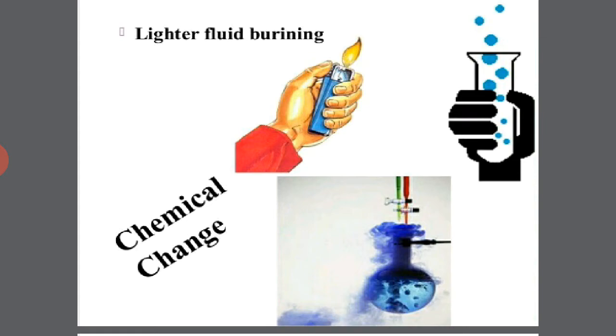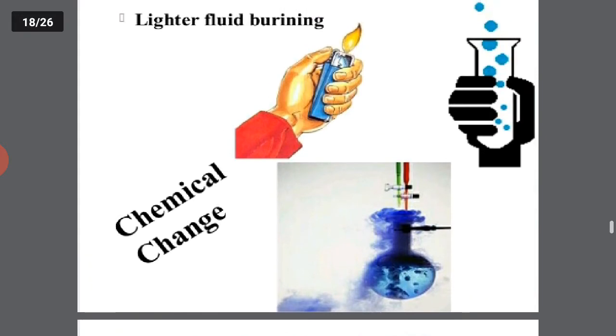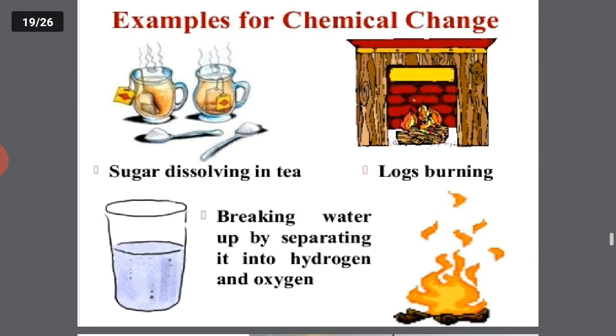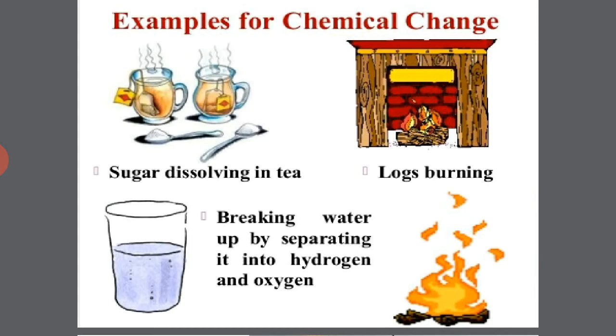Okay, and in the experiment below, you can also see how the change takes place, how it got converted into smoke form, or into bubble form in the test tube. Then it got converted into gaseous form. Examples of chemical change are sugar dissolving in tea. We will not be able to get this sugar back again, and it's the formation of a new substance. Logs burning. Whenever you burn something, we will not be able to retrieve it again.